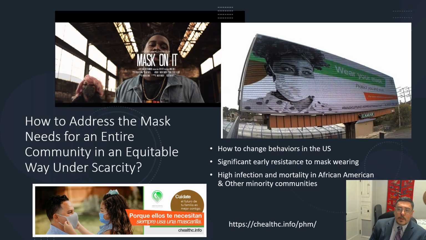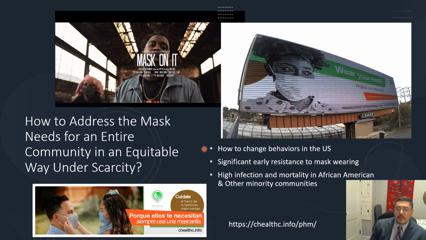This left us with the question of how to address the mask needs for an entire community in an equitable way under conditions of extreme scarcity. Almost all of the commercially available masks were being diverted to the healthcare system and were reserved for healthcare workers only. And we were trying to find alternative solutions that were not commercial grade masks for the community as a whole. But we also needed to address questions around how to change mask wearing behavior in the United States, where it's very uncommon to wear masks.